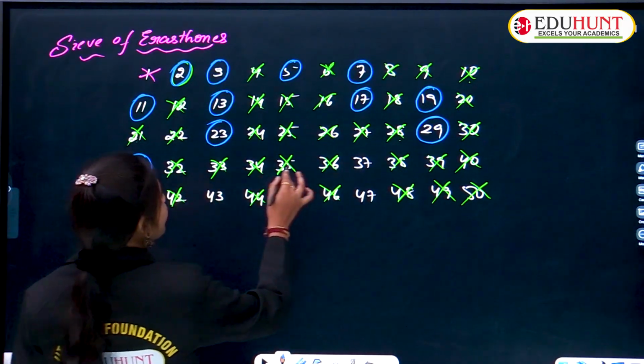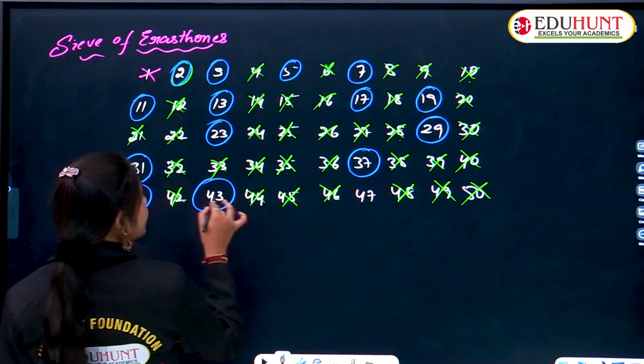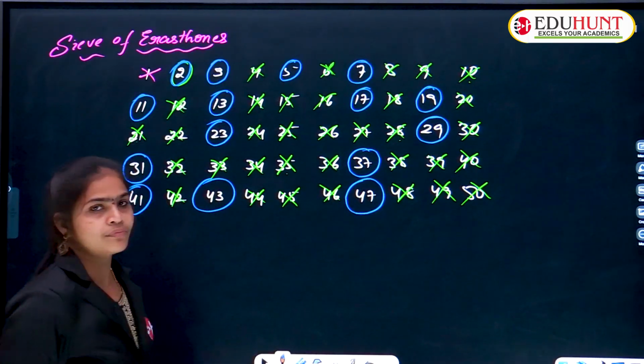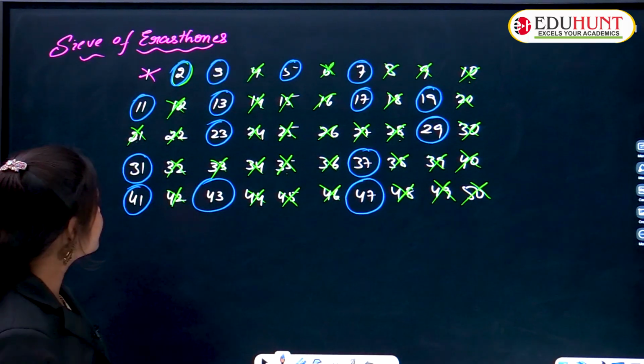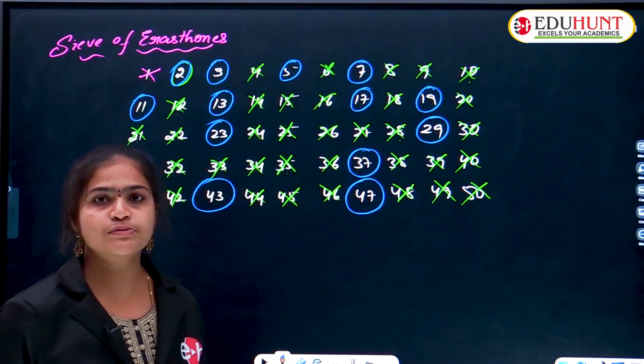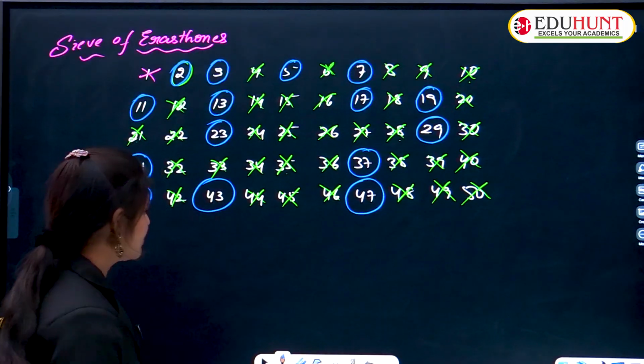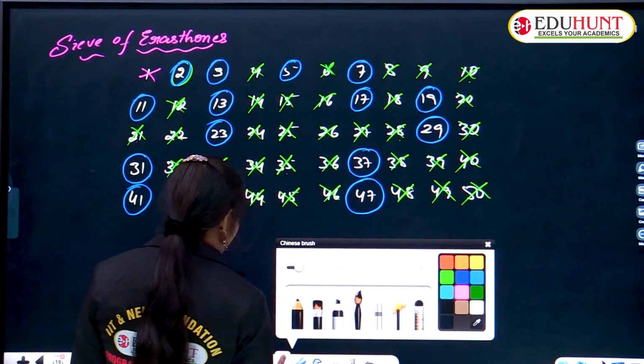Next 37, then 41, 43, the leftover numbers. Without cancellation, which numbers are there? Those are all leftover numbers only. Those leftover numbers, which we circled here, all those numbers come under prime numbers. Okay, now see here.